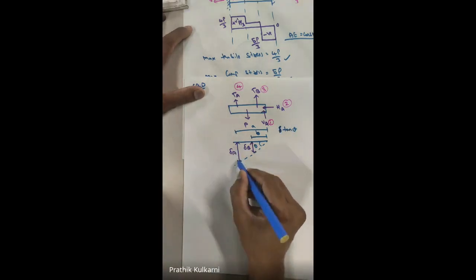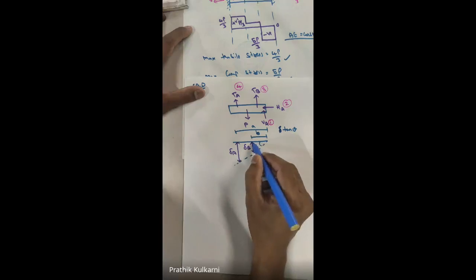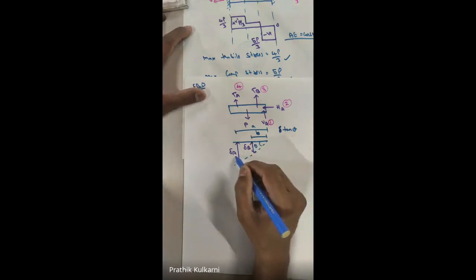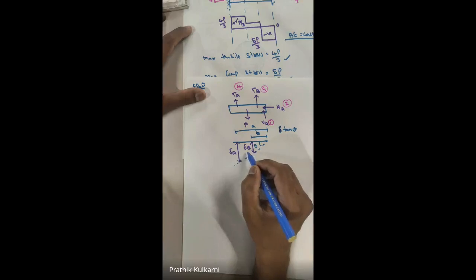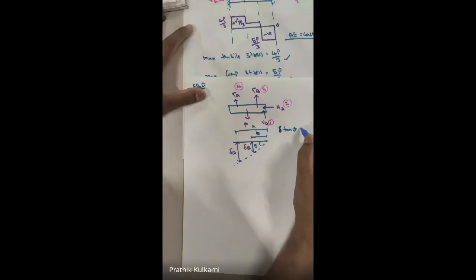So this is one triangle. Can anyone tell me what is tan theta for delta A and tan theta for delta B? Yes, Vishal, Swapnil, Ruchita, Sejal. Delta A by A is equal to delta B by B.